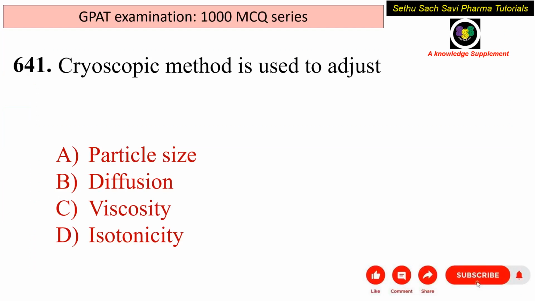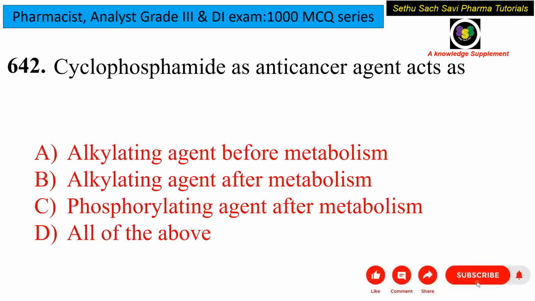Now, what is the question? Cryoscopic method is used to adjust what? It is used to adjust isotonicity or the osmotic pressure of the solution. Coming to the next question: cyclophosphamide as anti-cancer agent acts as an alkylating agent before metabolism, alkylating agent after metabolism, phosphorylating agent after metabolism, or all of the above.